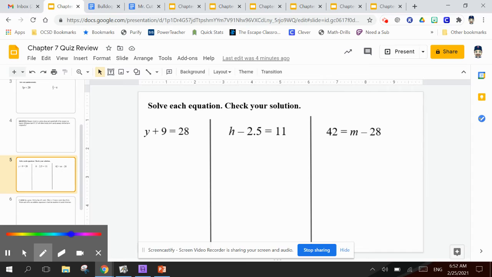So again, here we're going to solve each equation. We're going to check our solution. Okay, so again, we're going to think opposite.